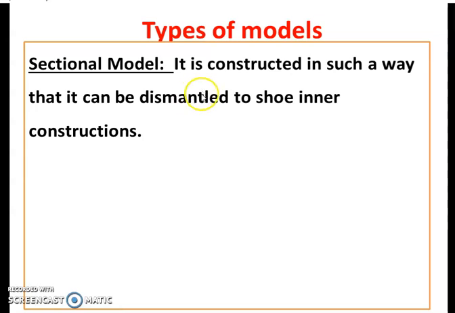Third one is a sectional model. It is constructed in such a way that it can be dismantled to show the inner construction. So if you have to discuss with the students the inner construction of any given object or phenomenon, you can make use of a sectional model, like a human brain model.